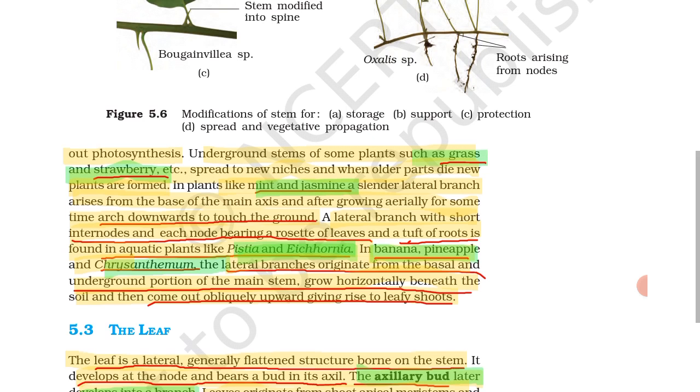The next is in banana, pineapple and chrysanthemum, where lateral branches originate from the base and underground portion. They grow horizontally, and after some time come out obliquely, giving rise to leafy shoots. The examples are banana, pineapple and chrysanthemum.